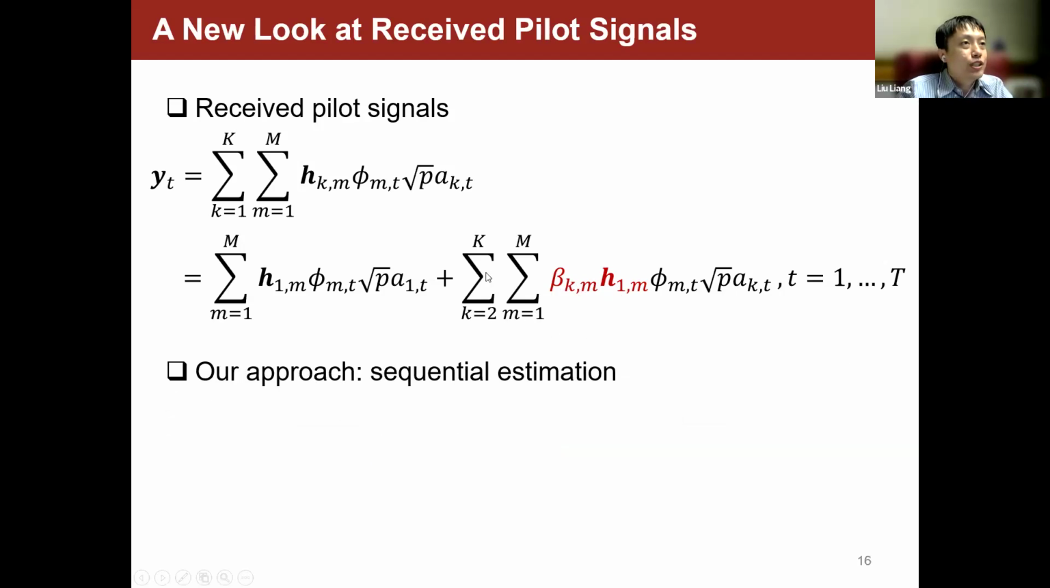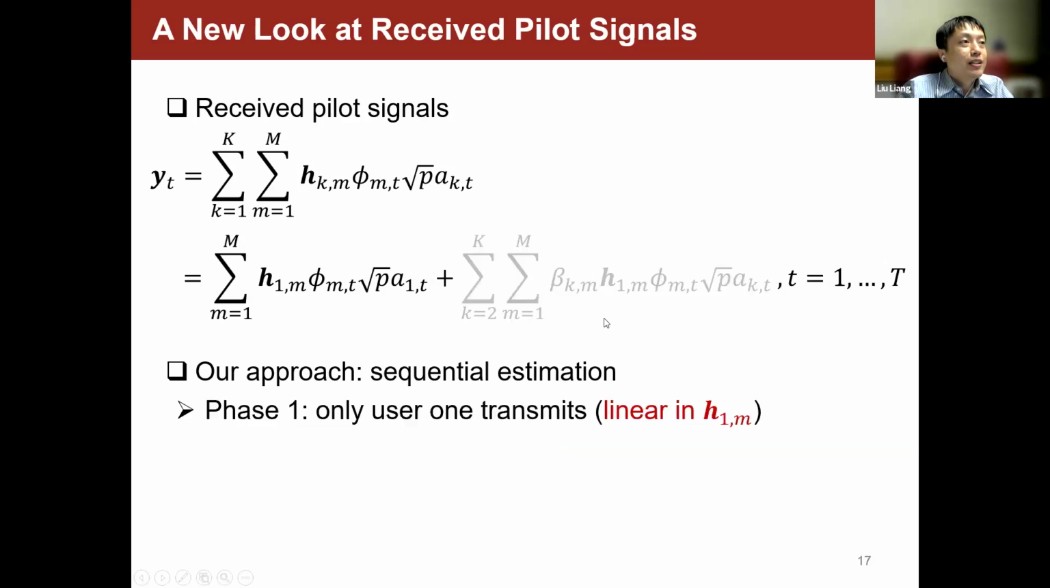So our approach to deal with this nonlinear issue is to do sequential estimation. We divide the whole time slots into two phases. In phase 1, we just let user 1 transmit the pilot signal, A1T, okay? And the other users will not transmit any pilot signals. So the received signal will only be contributed by this term. This is linear in H1M, right? We can take some time slots to estimate H1M, M from 1 to capital M.